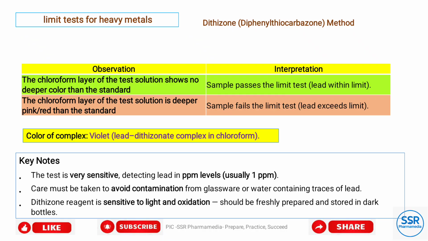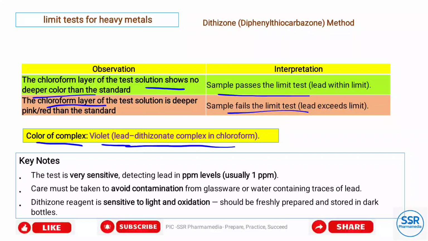Observation: the chloroform layer of the test solution shows no deeper color than the standard. Interpretation: the sample passes the test. If the chloroform layer of the test solution is deeper pink or red than the standard, the sample fails the limit test. The color of the complex is violet because of the formation of lead dithizone complex in chloroform solution.